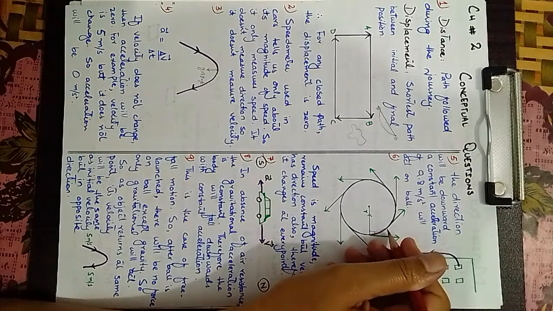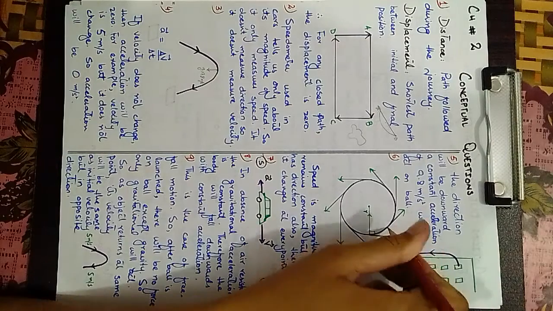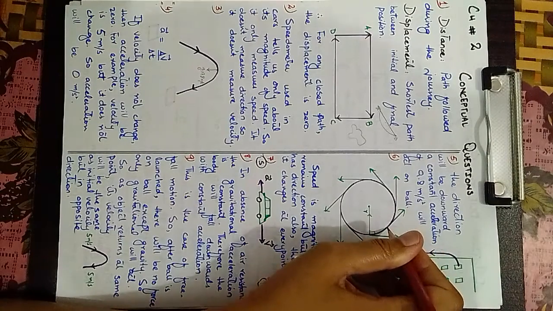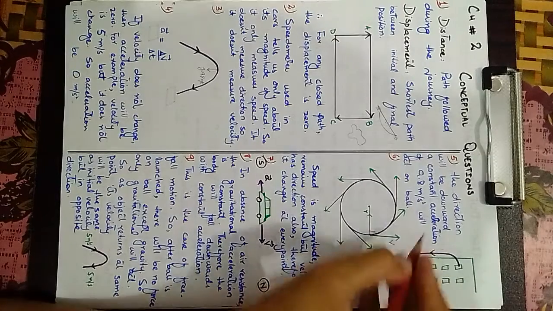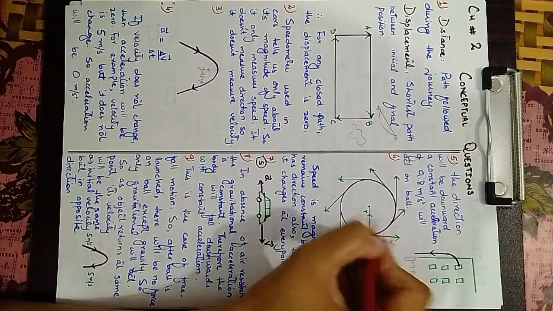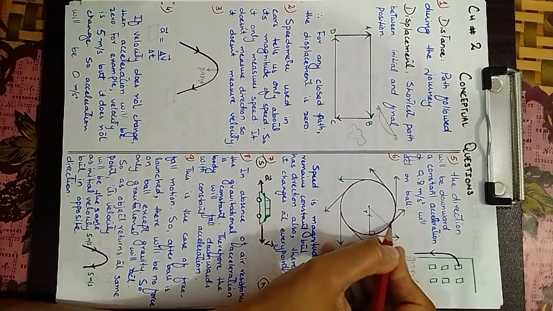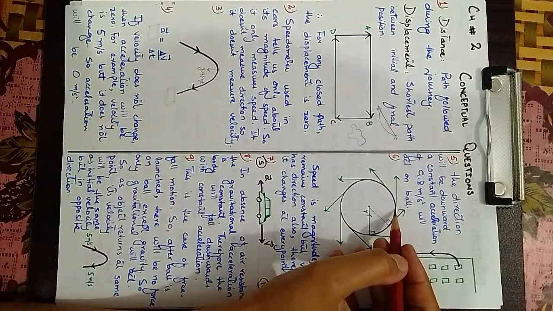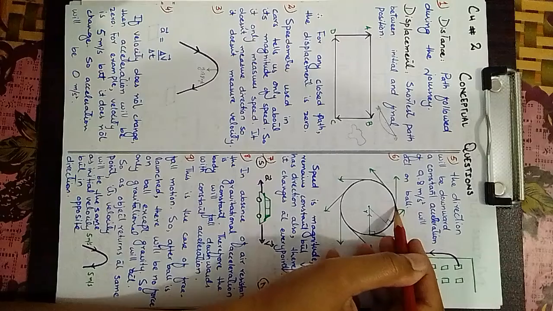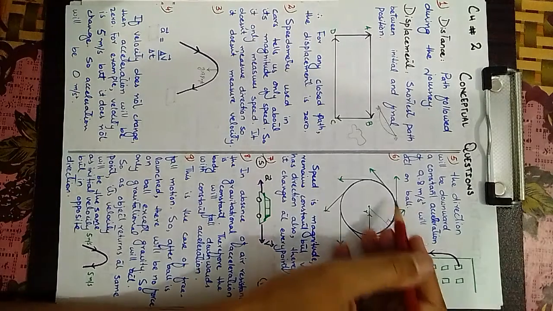But what happens when this object reaches this point? At this point, the direction of its velocity will again be tangent to the circle. It means that it will make an angle of 90 degree with the radius. So you will see that at every point, अगर ऑब्जेक्ट यहाँ पर पहुँचता है तो उसकी वेलोसिटी की डायरेक्शन कुछ और है.